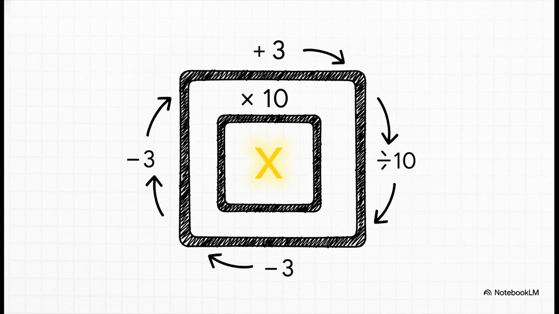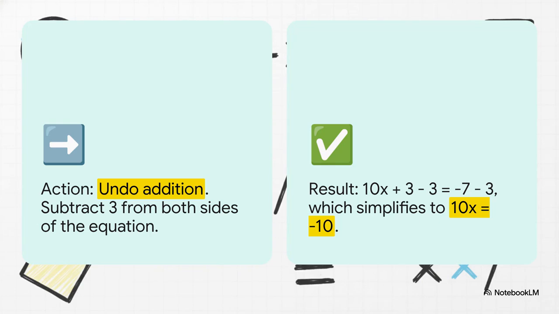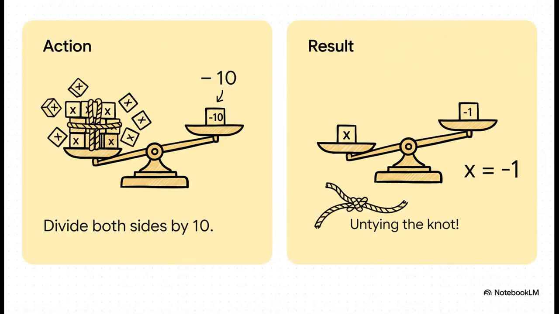And to do that, we're going to unwrap the equation by using PEMDAS, but in reverse. So first things first, we undo the addition. The inverse of adding 3 is subtracting 3. But here's the golden rule of algebra. Whatever you do to one side, you have to do to the other to keep things balanced. So we subtract 3 from both sides, which leaves us with 10x equals negative 10. We are so close. Now we just have to undo the multiplication. The inverse of multiplying by 10 is dividing by 10. We do that to both sides, and we get our answer. x equals negative 1. See? We've untied the knot and found our missing piece.